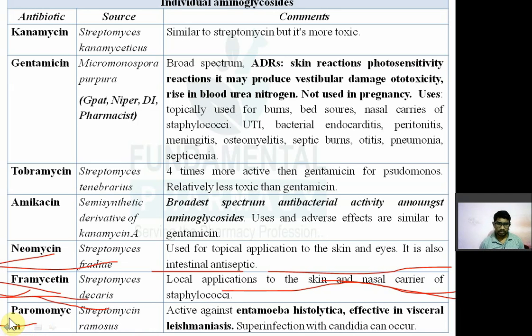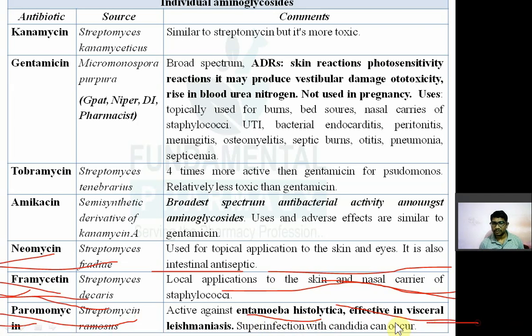देन नेक्स्ट ड्रग इज पैरामोमाइसिन, so it is obtained from Streptomyces rimosus. Paromomycin is obtained from Streptomyces rimosus. So it is active against Entamoeba histolytica. तो डायरिया करता है ना, Entamoeba histolytica. Effective in the visceral leishmaniasis, but treatment may cause superinfection with the Candida albicans.